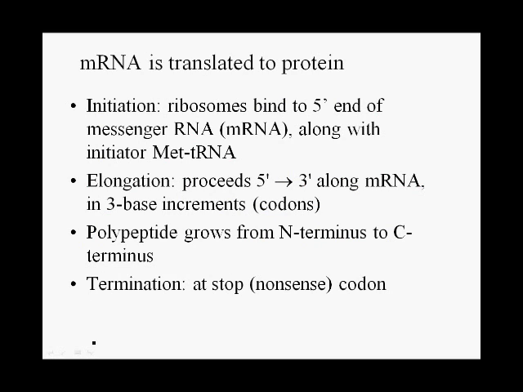So here is the summary, the things that I want you to remember. Translation begins at the 5' end of the messenger RNA, and it always begins with methionine tRNA, so it always starts at the first AUG, and the first amino acid will be methionine. It reads the messenger RNA from the 5' to 3' direction, 3 bases at a time, and the polypeptide grows from the N terminus to the C terminus.